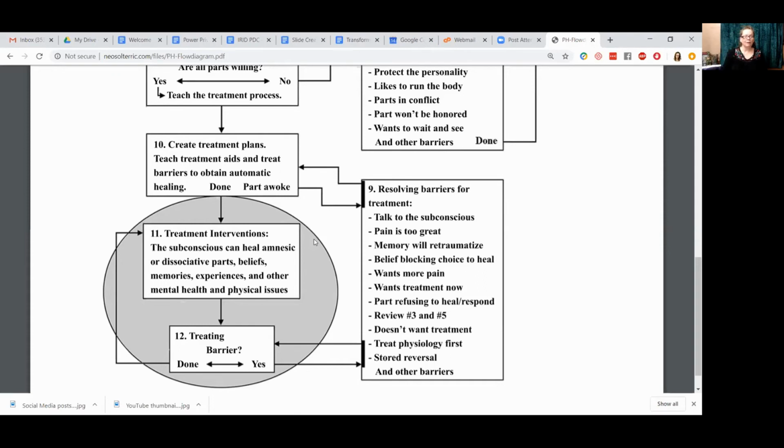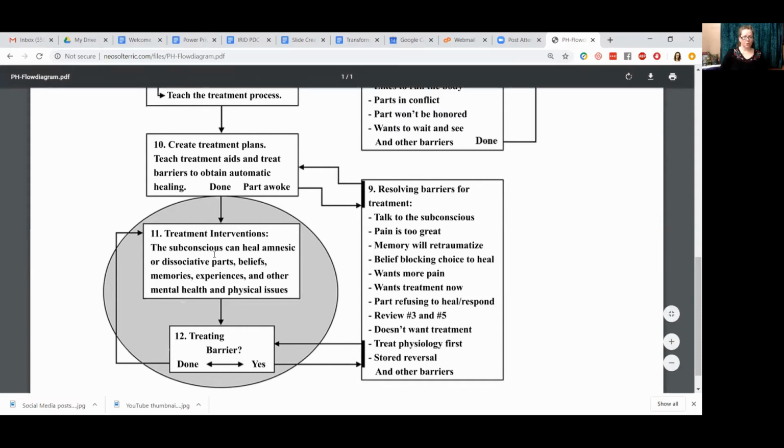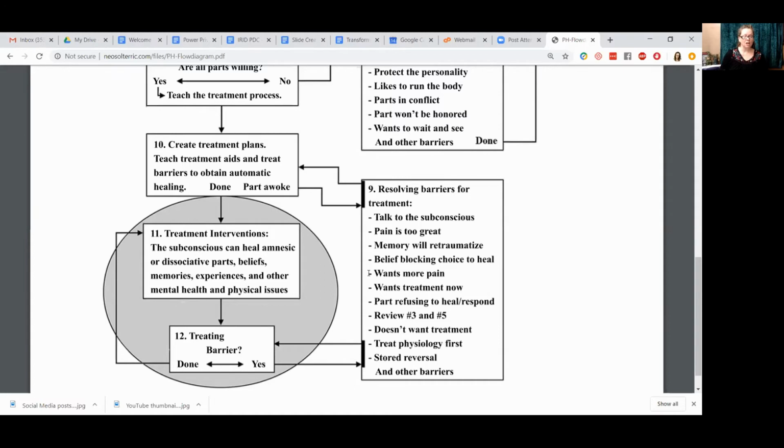So your brain might be going, yeah, there's nothing happening. I'm not feeling anything different. But all of a sudden you might feel a lightening, chills up the spine. You may start laughing. You may have tears coming down your eyes and you have no idea why. All of the work is happening in the background. And so as we go through this process of the subconscious healing some of these amnesic or dissociated parts, beliefs, memories, experiences, other mental health and physical issues, all of these are being treated through the subconscious.